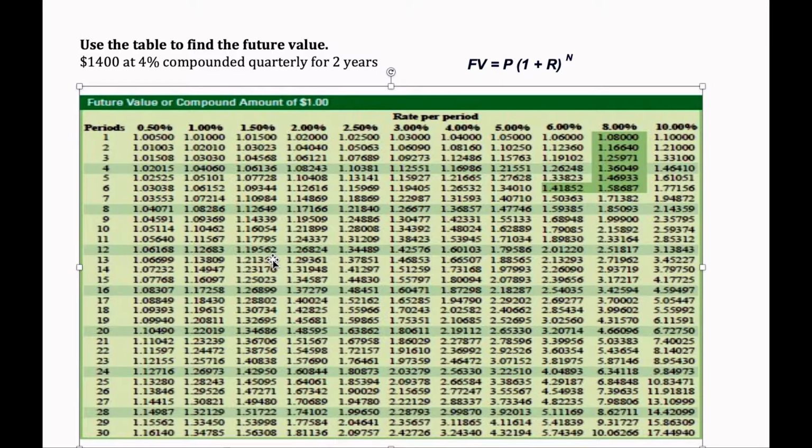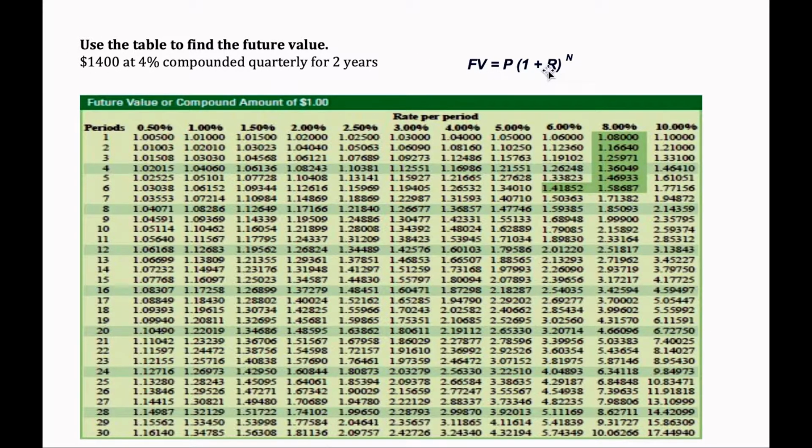Since here we're dealing with compound interest, future value is the sum of the compound interest and the original principal. As per our question, the information given is $1,400 at 4% compounded quarterly for 2 years. In your formula, P refers to your principal. This is your starting amount. So as per your question, 1400 is the principal.